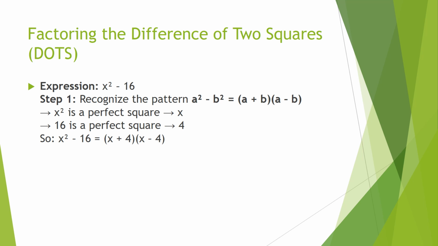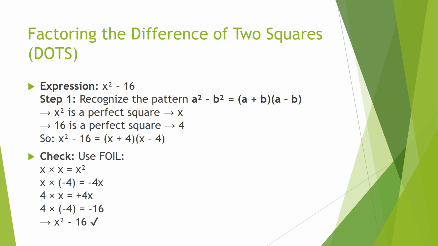Step 1, recognize the pattern. Since x squared is a perfect square, x, because the square root of x squared is x, because x times x is x squared. 16 is a perfect square, so that is 4, because 4 times 4 is 16, or the square root of 16 is 4. So, x squared minus 16 is equivalent to x plus 4 times x minus 4.